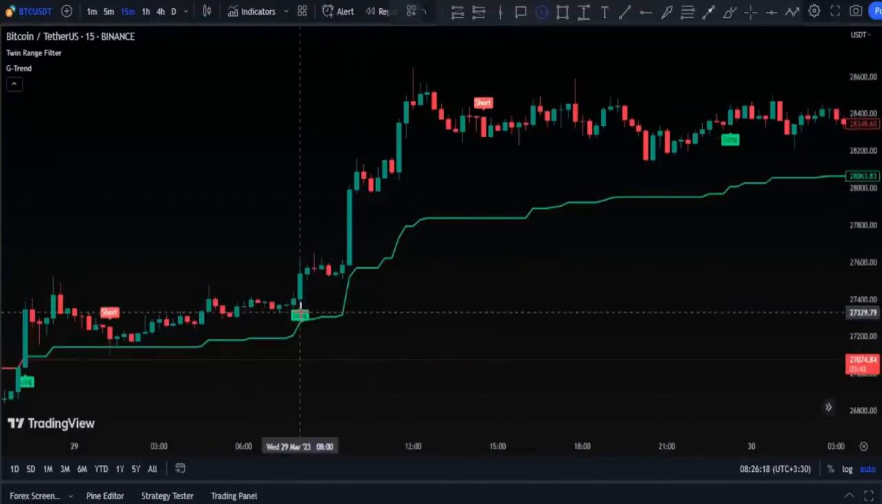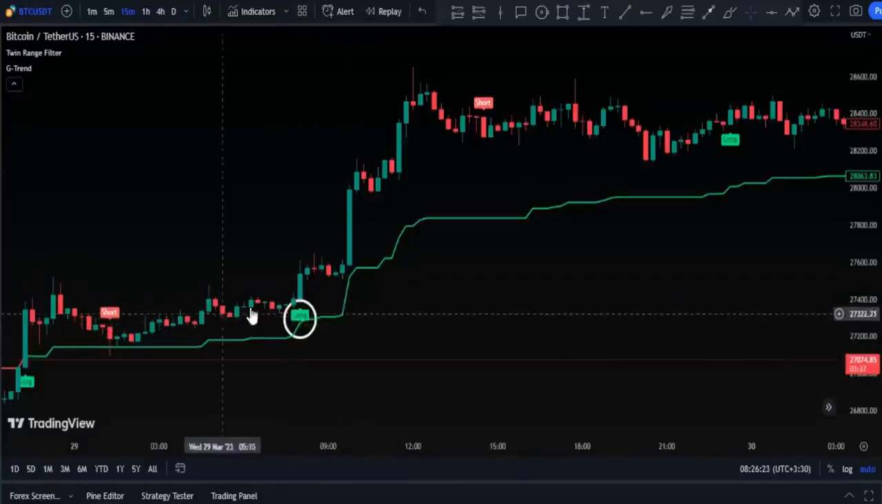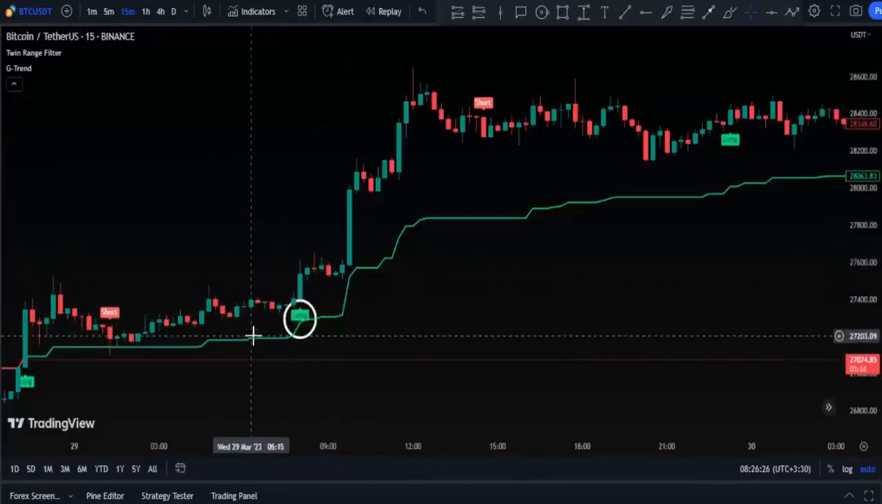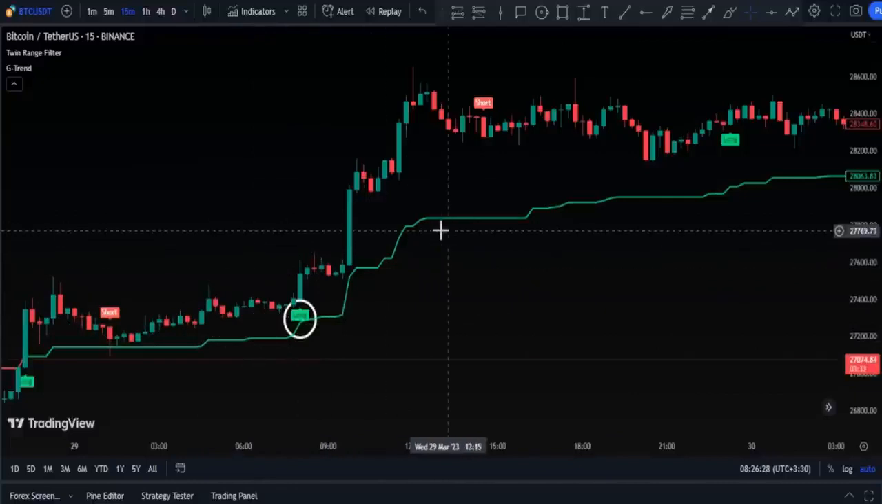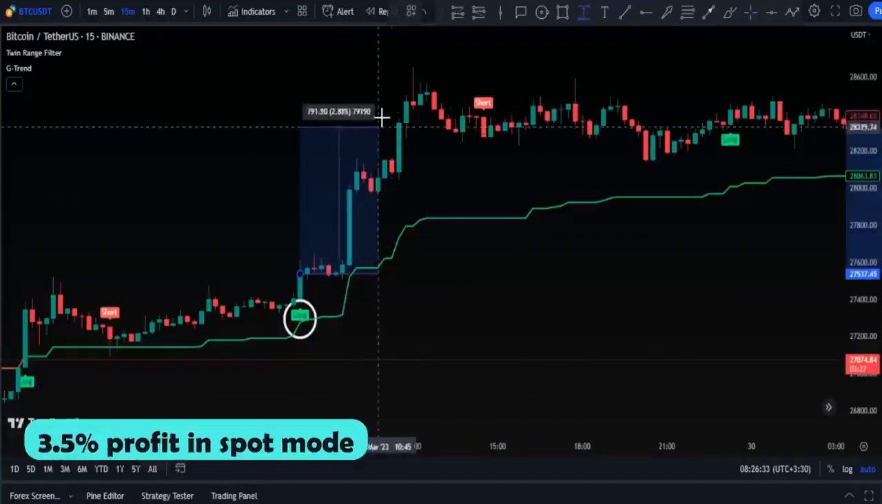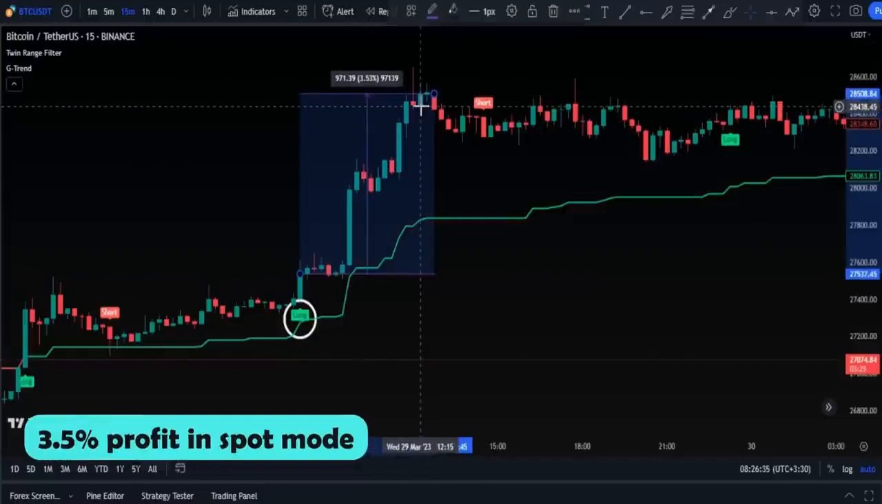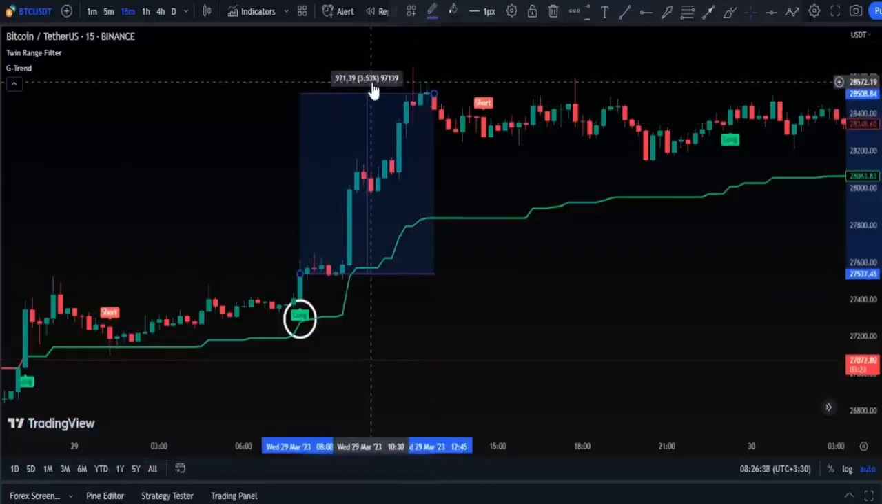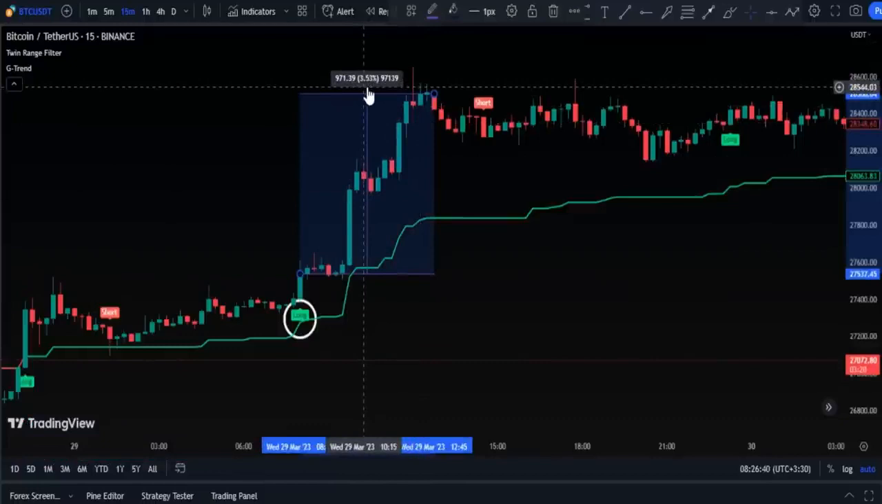For example, we got a long signal here. Trend is ascending because the price is above G-Trend indicator and G-Trend's graph is also green. So we could have used this signal to enter a trade and made 3.5% profit from it in the spot mode, which is truly a lot of profit for a single trade in the spot mode.